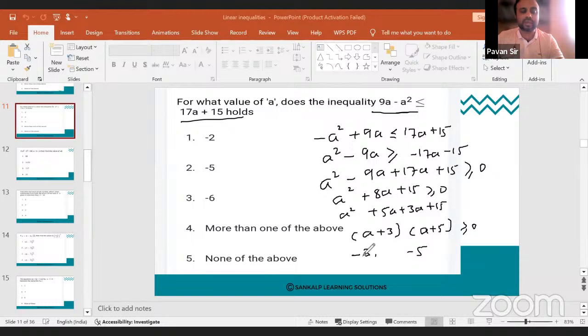So what we can see here? All numbers less than minus 5 and all numbers greater than minus 3 will give the positive result for the given inequality. These all will give us the positive results. So greater than minus 3, less than minus 5 will satisfy what? All the values here. See here: greater than minus 3, minus 2, minus 5, minus 6. So all the values are satisfying the result.